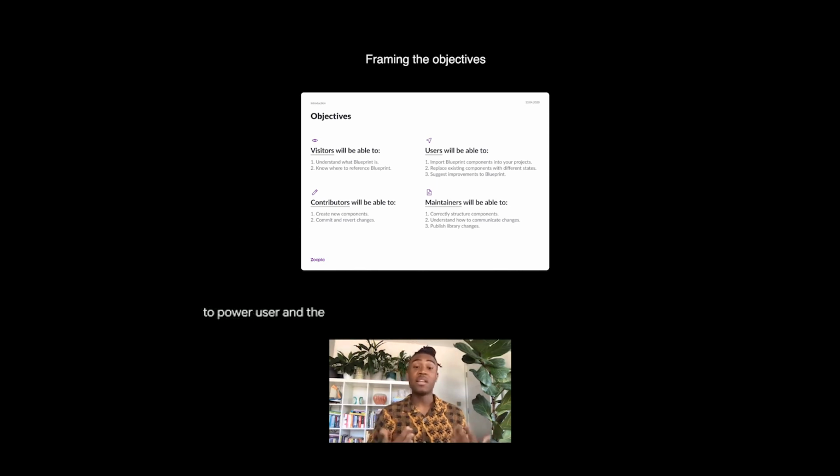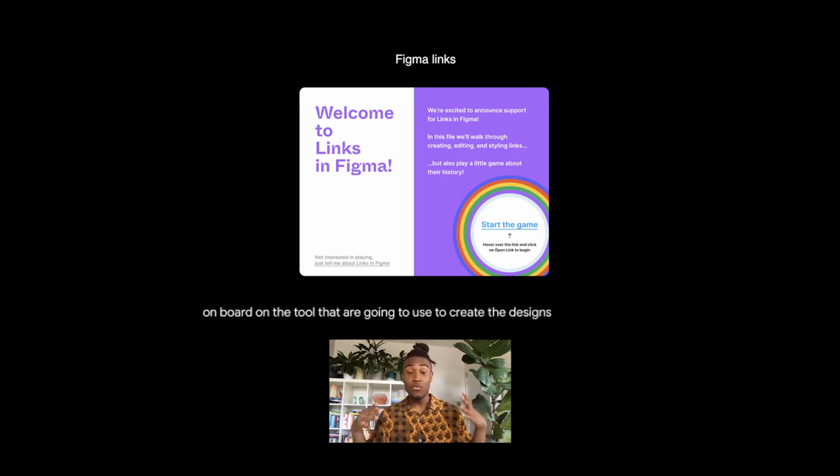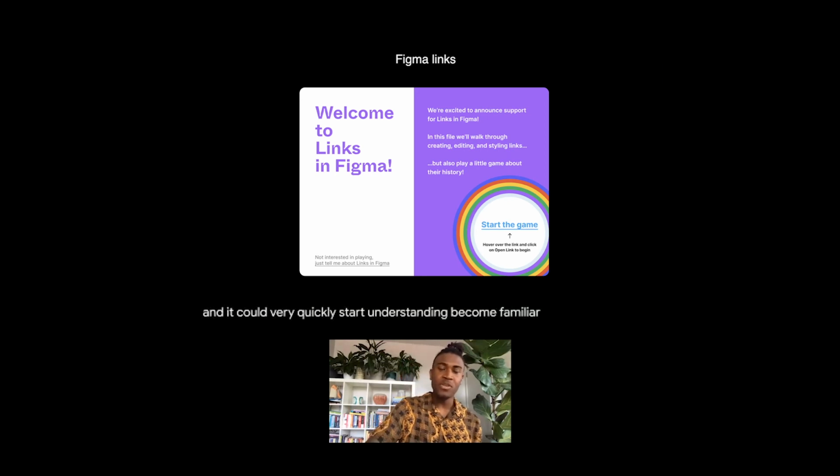And the stars seem to align for us with this, because at the same time as we were working in this, Figma happened to release their linking feature. So amazing. Not only could we have designers on board on the tool that they're going to use to create their designs, but we can link directly to the actual real libraries that we use to design products with. And they could very quickly start to understand and become familiar with those libraries. So it seemed like all the stars had aligned.